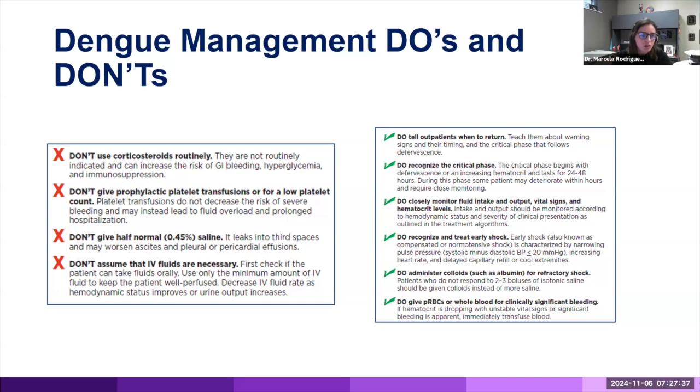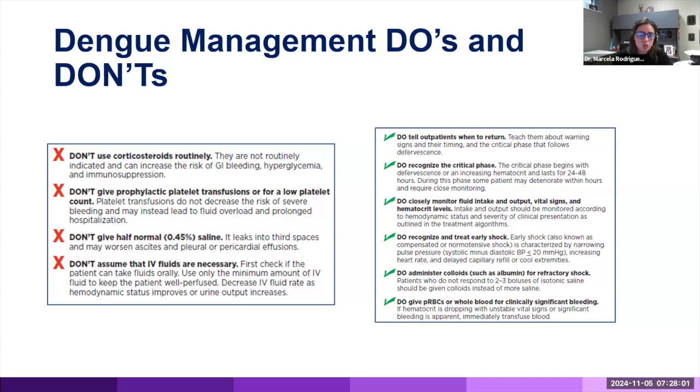We shouldn't give half normal saline, and we should not assume that IV fluids are always necessary. So we have to first check that the patient can actually tolerate oral fluids, and this would be ideal to be given before we give IV, if they're, of course, not extremely ill.